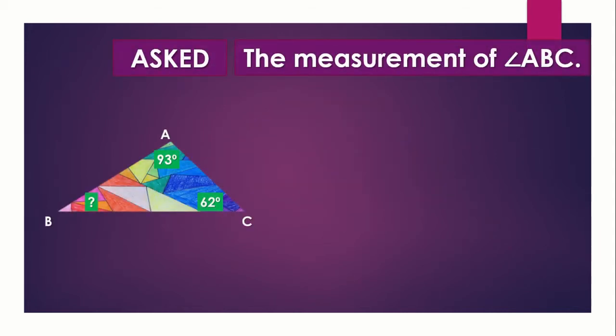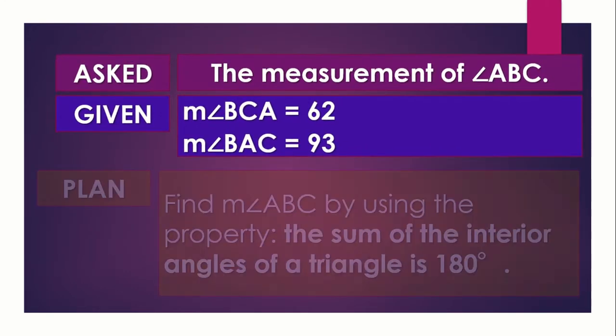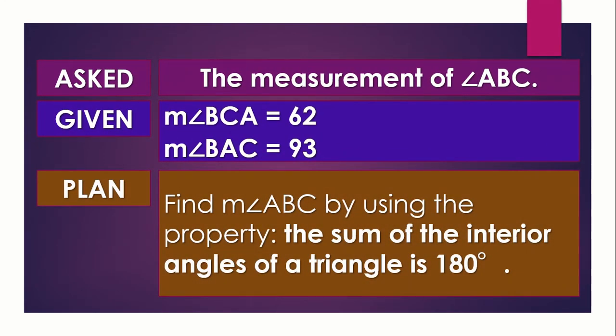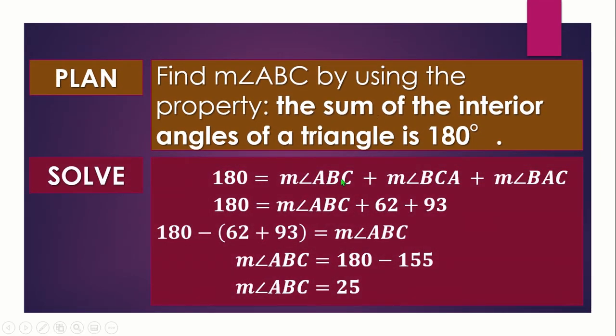What is asked? The measurement of angle ABC. What are given? The measures of angle BCA, which is 62, and the measure of angle BAC, which is 93. What is the plan? The plan is to find the measure of angle ABC by using the property: the sum of the interior angles of a triangle is equal to 180.